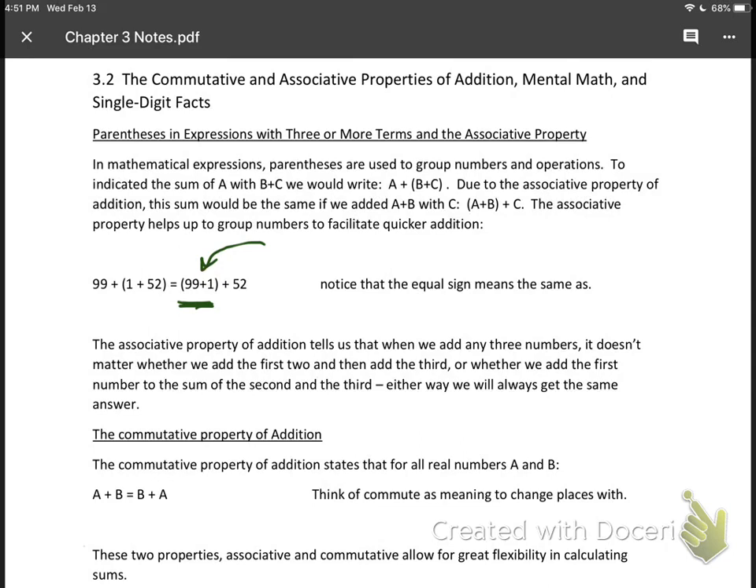You can also do both the commutative and the associative property with addition at the same time. You would do that by, say in this problem right here, saying 1 plus 99 plus 52. That would be a combination of the commutative property and the associative property. These are very valuable properties, and they allow for greater flexibility in calculating sums, and they also open the door to some mental math.